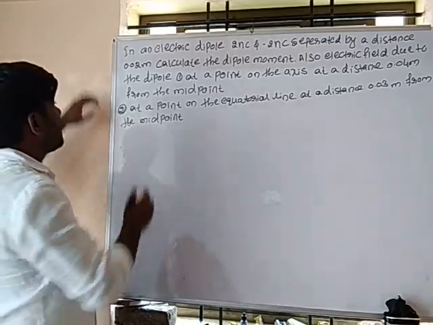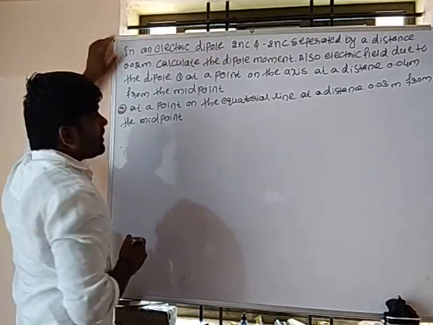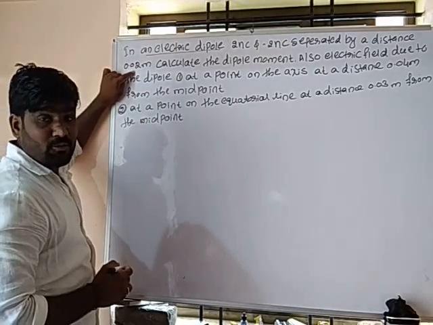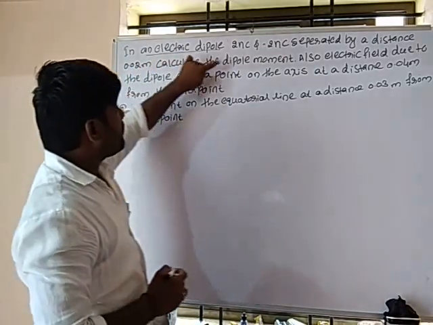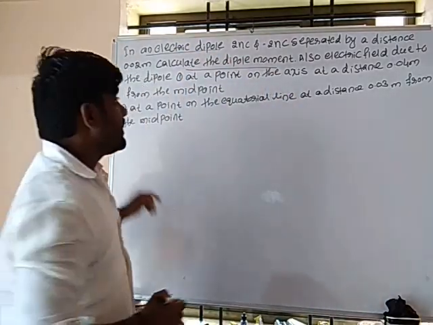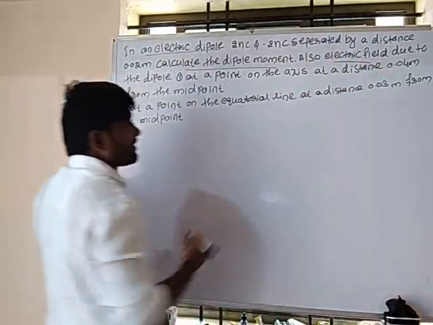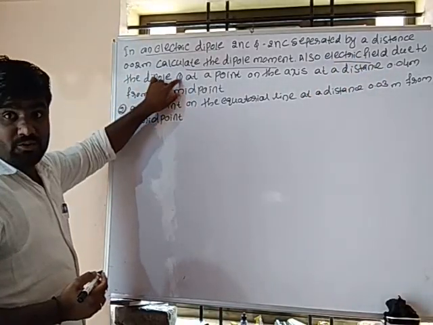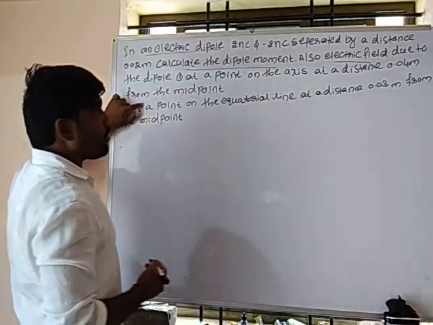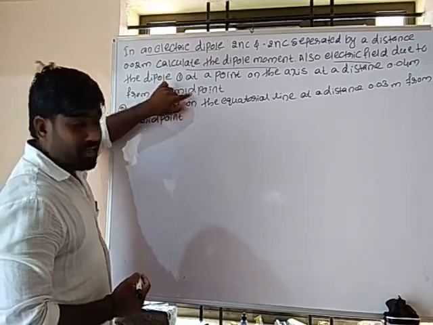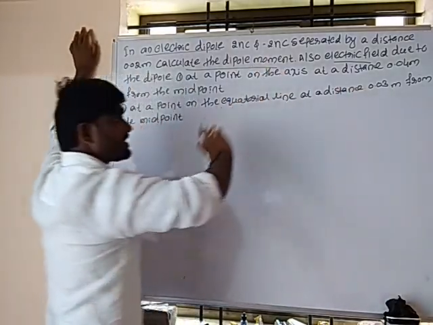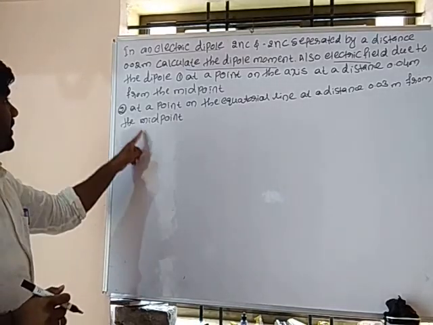See this question. In an electric dipole, 2 nanocoulomb and minus 2 nanocoulomb are separated by a distance of 0.02 meter. Calculate the dipole moment. First of all, I want to calculate the dipole moment and also the electric field due to the dipole at a point on the axis at a distance of 0.04 meter from the midpoint. Second one, at a point on the equatorial line at a distance of 0.03 meter from the midpoint.